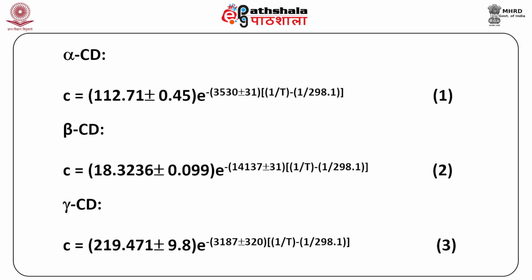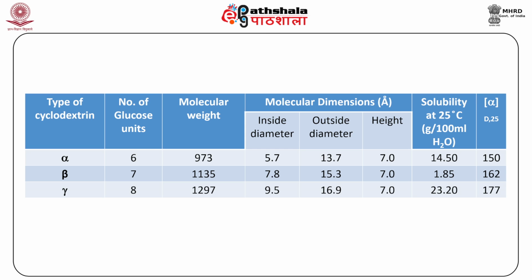So by modifying the substituents on cyclodextrins, you can modify their host properties as well. You can increase or decrease the cavity size as per the guest molecule's requirement by using different derivatives of cyclodextrins. The solubility of cyclodextrins depends greatly upon the temperature, as expressed by the mathematical equations shown here, equations 1, 2 and 3 for alpha, beta and gamma cyclodextrins. You can easily see that concentration is a function of the exponential of temperature, and these values indicate that beta cyclodextrin is the least soluble among all the members. The table itself shows the physical data which shows the poor solubility of beta cyclodextrin.